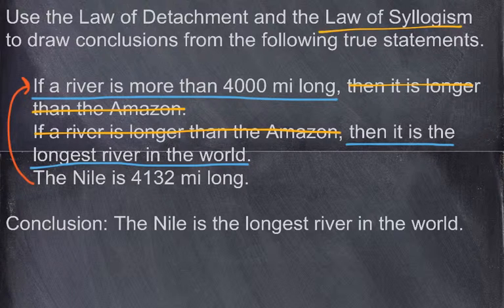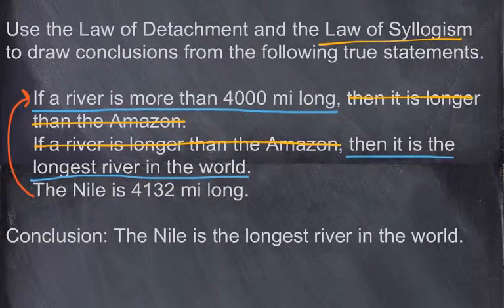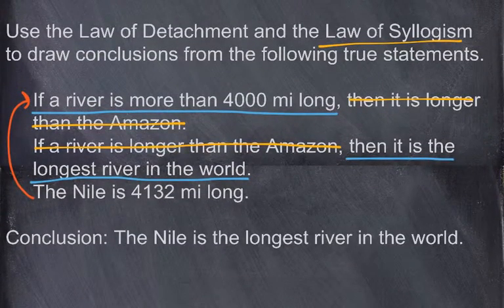So since it is more than 4,000 miles long, we can say, then it is the longest river in the world. Okay? That is using the law of detachment and the law of syllogism together. So I hope that helped explain things, and I hope you guys understood that. So good luck with that.